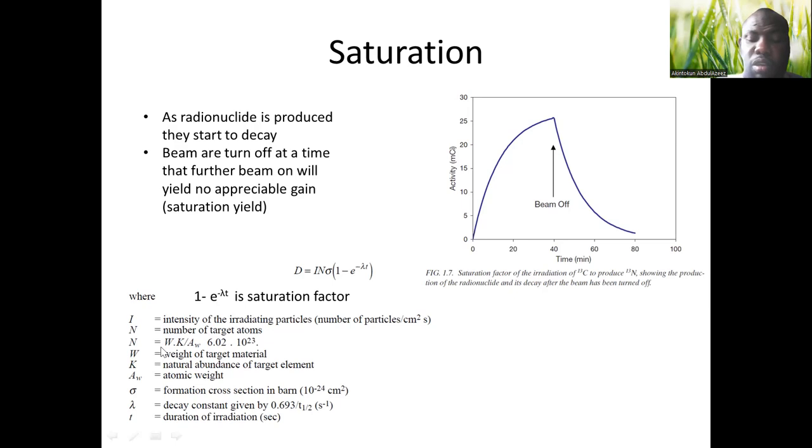Sometimes the target material might have more than one isotope, more than one element, so you have to know the weight. Is it 90% weight? You have to put in the weight and the atomic weight number. W is the weight of the target material, K is the natural abundance of the target element, and AW is the atomic weight. Sigma is the formation cross-section, which is given in barn, that is the area presented for interaction. Lambda is the decay constant, and T is the duration of irradiation.